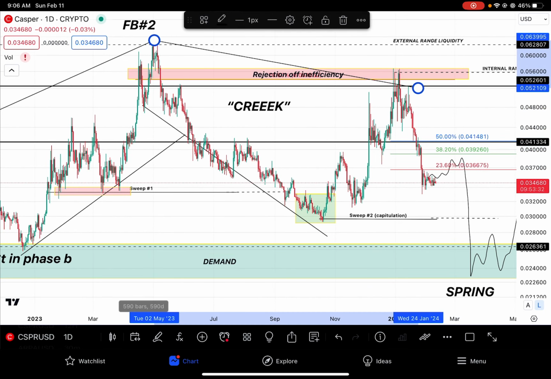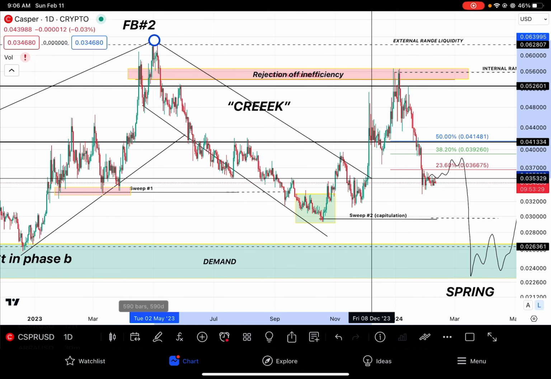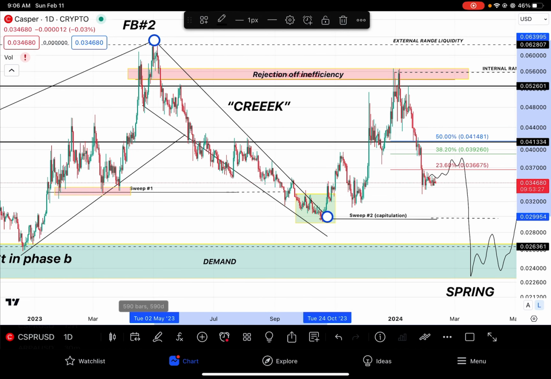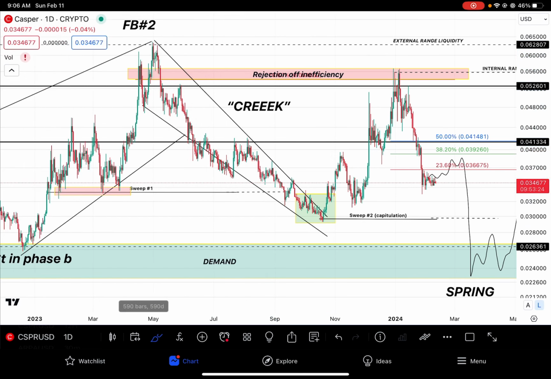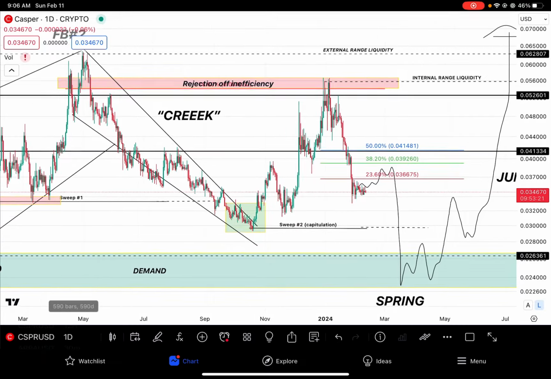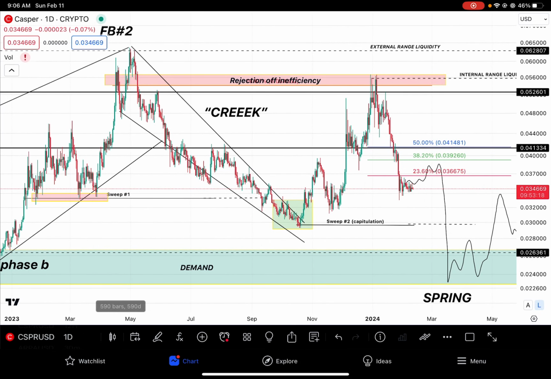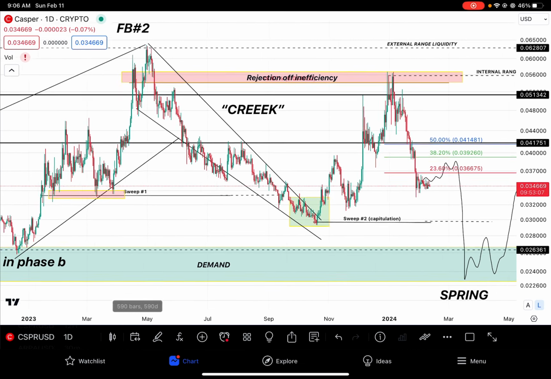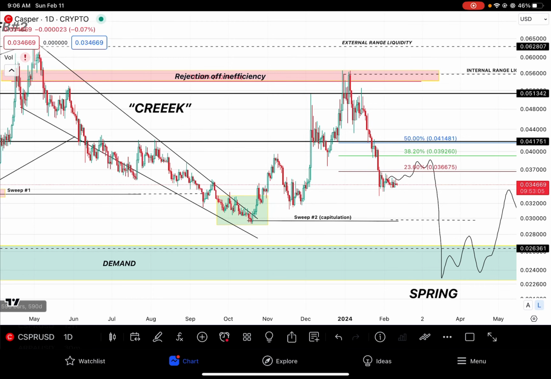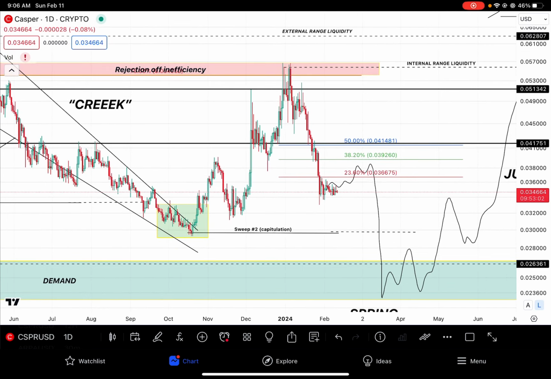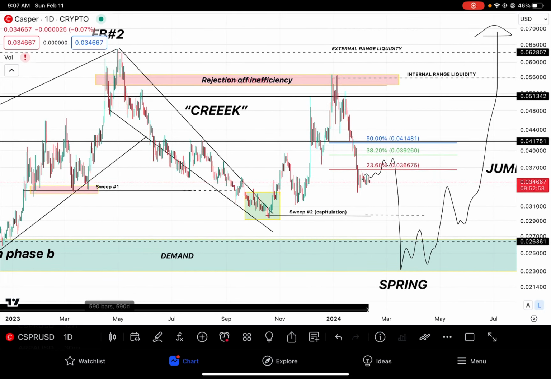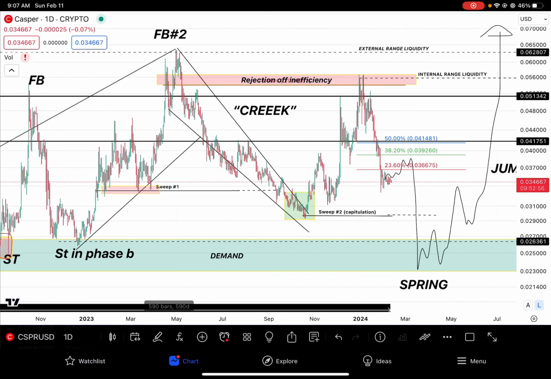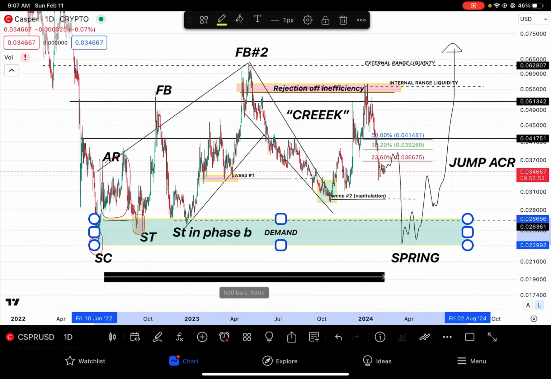And what we have over here, what it looks like is a falling wedge. We have a move back up to the 78.6% fib, or in other words, the fair value gap, or the inefficiency resting above the mid-range. And then what you have is an ABC correction to the upside to form your internal range liquidity. And then we have another 5-wave move down to create your spring back down to demand zone.